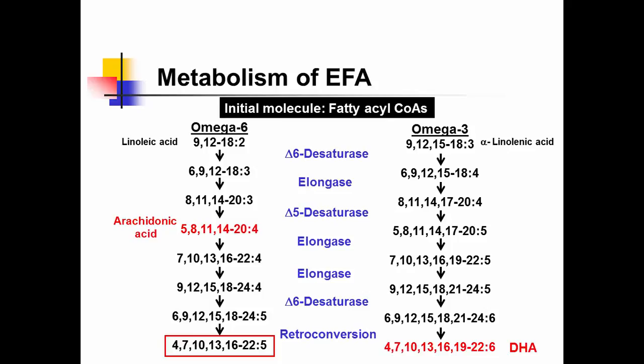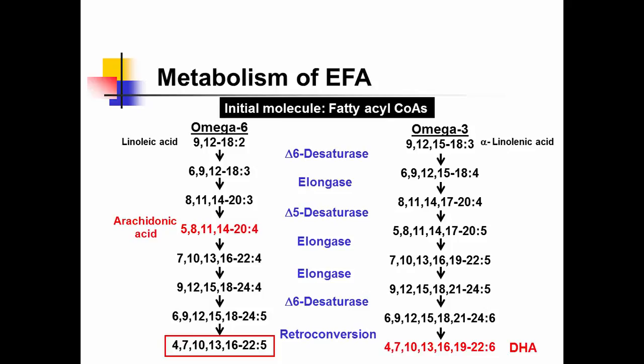So if you compare the carbon chain and the double bond numbers, you can see that arachidonic acid has 20 carbons and linoleic acid has 18 carbons, right? So we need to extend, to add at least 2 carbons to linoleic acid to make arachidonic acid, and we also need to create 2 more double bonds, right?